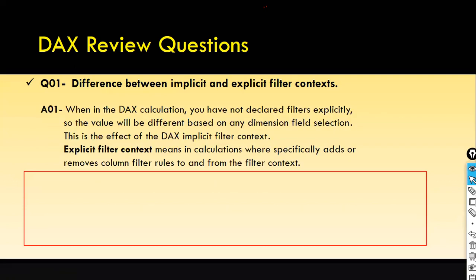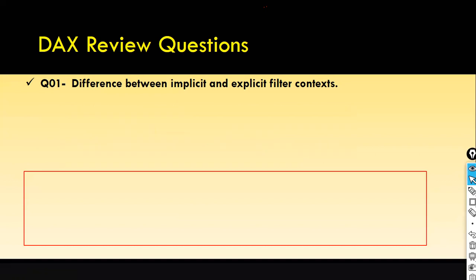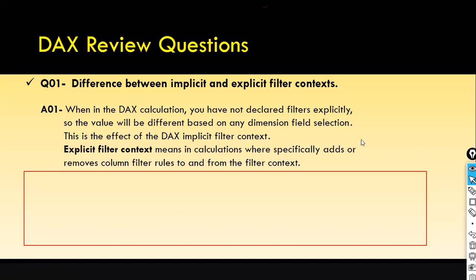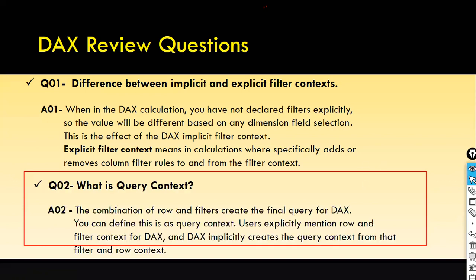Okay, the difference between implicit and explicit filter. We know the difference, right? By default, for all numeric columns, the SUM aggregator function is used. When you drag and drop any numeric column into a visual, it gives you the sum of sales or sum of quantity. So what is query context?